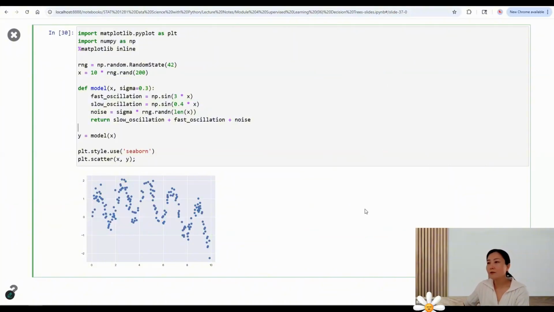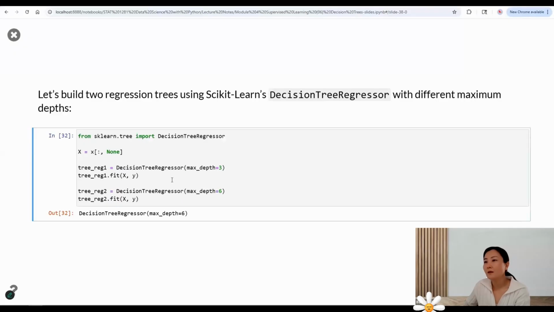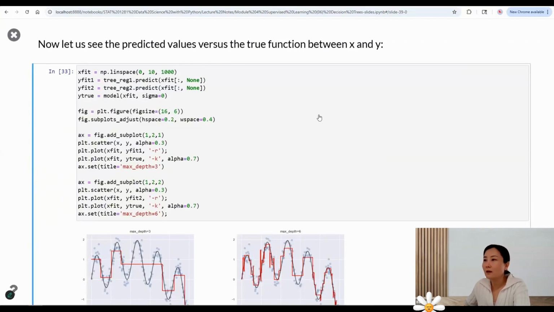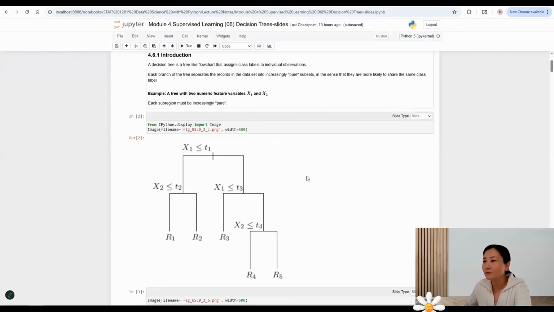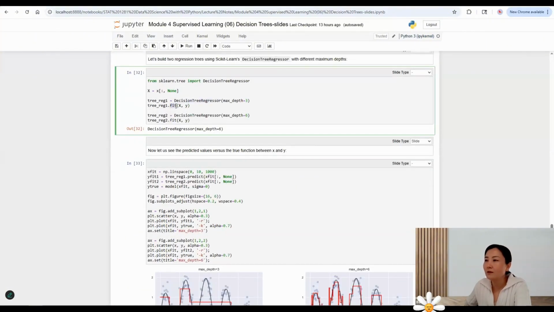That is our data. Let's try to use a decision tree to fit this data set. So we first consider two trees, right? One with max depth equals 3, one with max depth equals 6. And then we directly fit the model. We define the tree and fit the model on the entire data set. So tree reg 1, tree reg 2, corresponding to 3 layers and 6 layers trees.